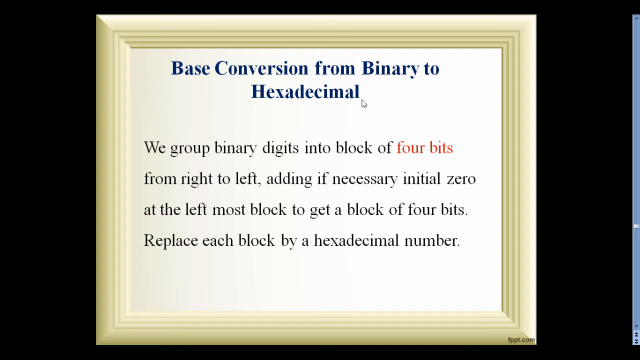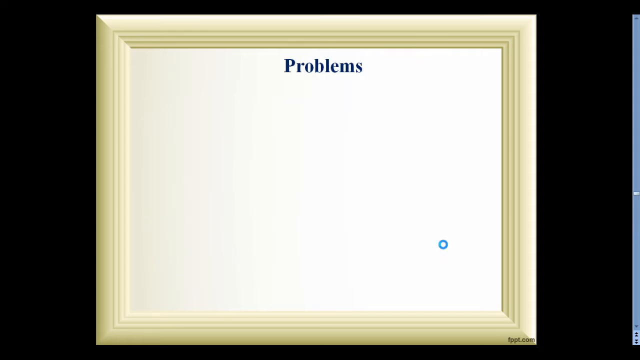So we will see base conversion from binary to hexadecimal. We group the binary digits into blocks of 4 bits from right to left, adding if necessary an initial 0 at the leftmost block to get a block of 4 bits. So for converting into hexadecimal, we have to form 4 bits in a group. Then replace each block by a hexadecimal digit. So we'll see an example.